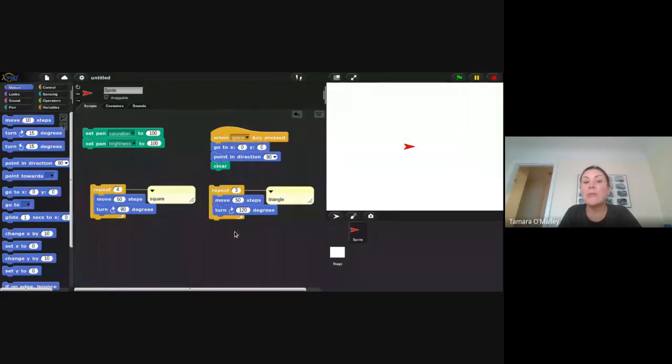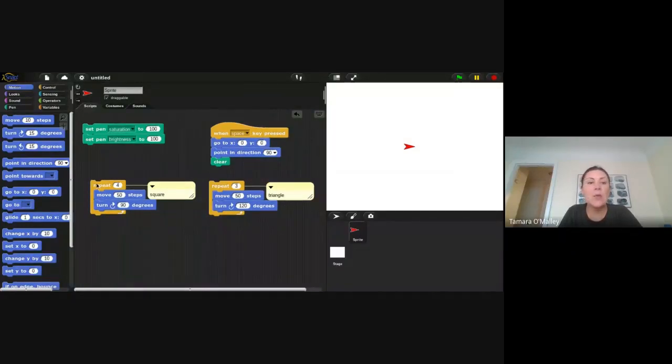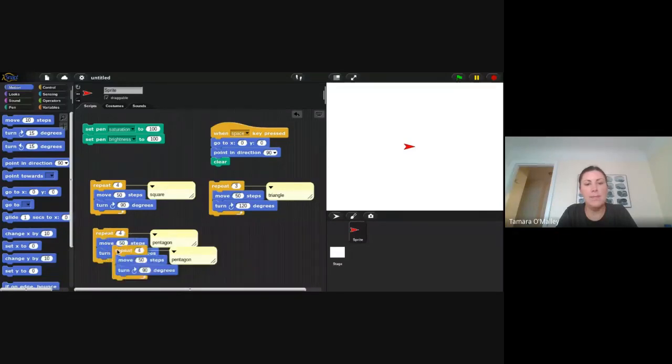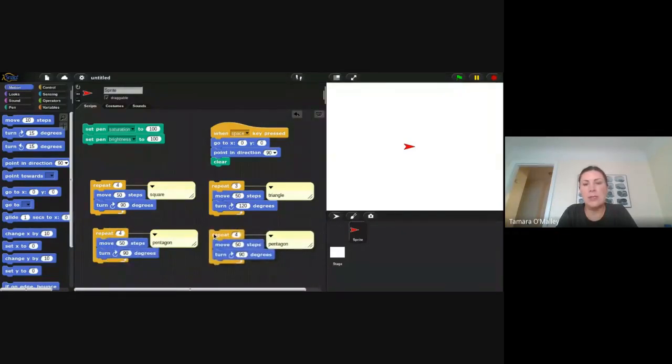Okay, so we're looking for a pattern here. So I want you guys to investigate how to do a pentagon. This is probably the hardest one. Oh, pentagon. And that's a 6. Hexagon.